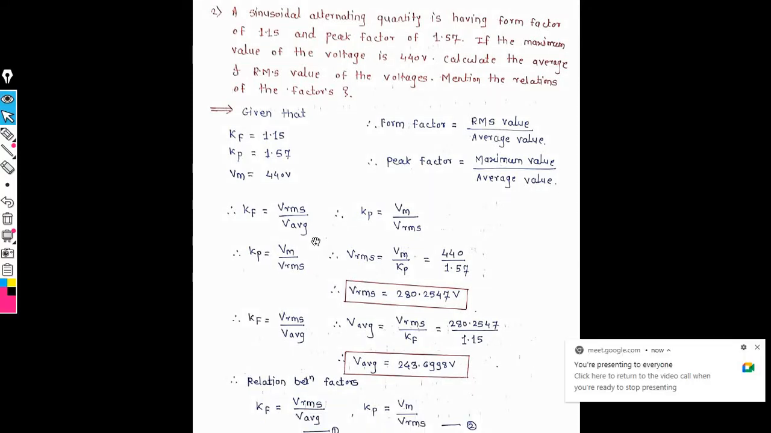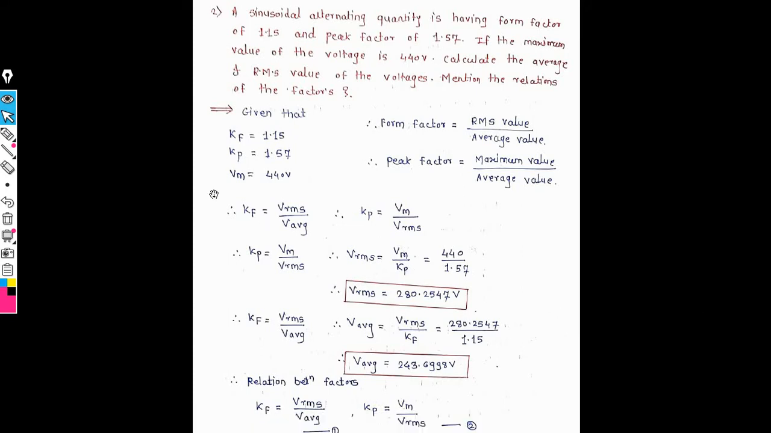Okay, now the next problem is based on form factor and peak factor. Then the formula for form factor is defined as the ratio of RMS value upon average value, and peak factor is the ratio of maximum value upon average value. Okay, now this is the important formula for problems based on both.